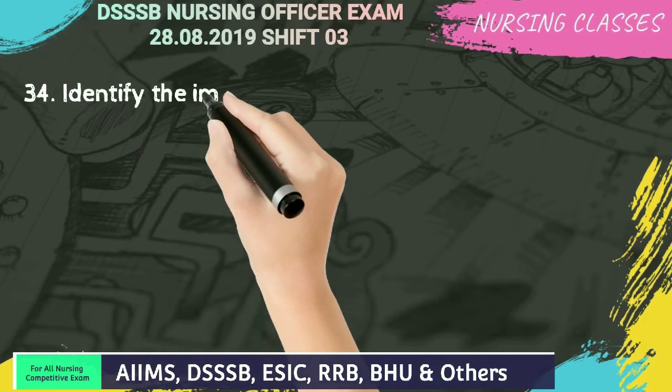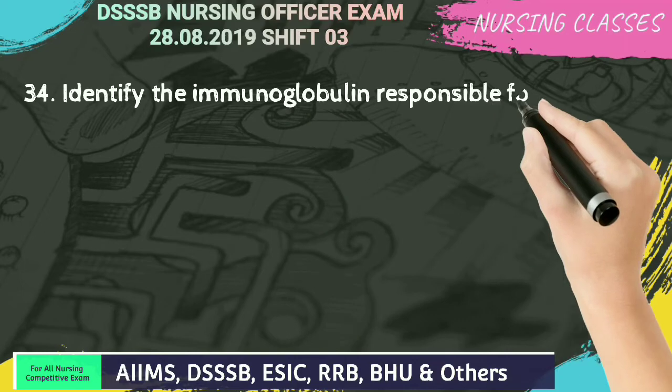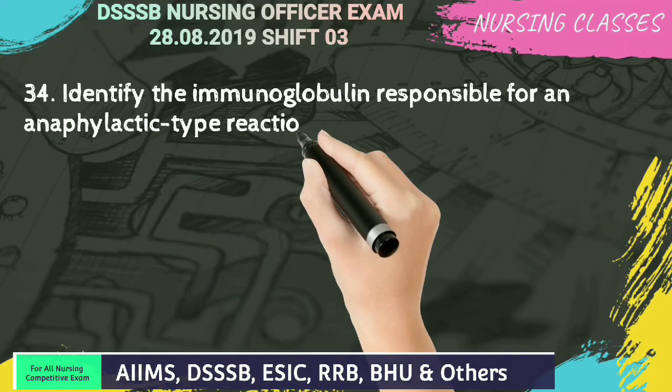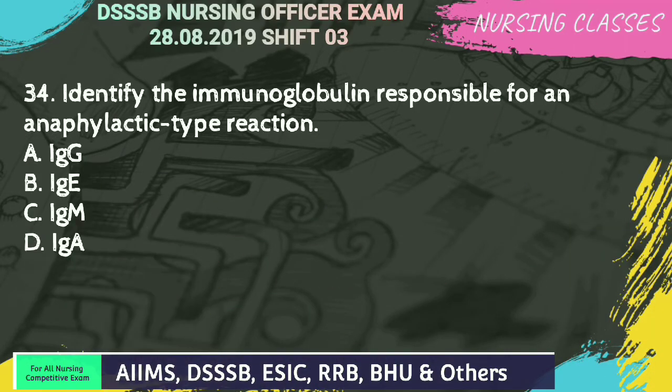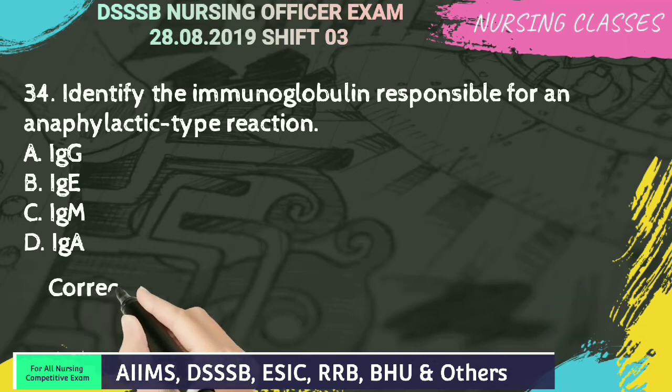34. Identify the immunoglobulin responsible for an anaphylactic type reaction. A. IgG. B. IgE. C. IgM. D. IgA. Correct answer B. IgE.